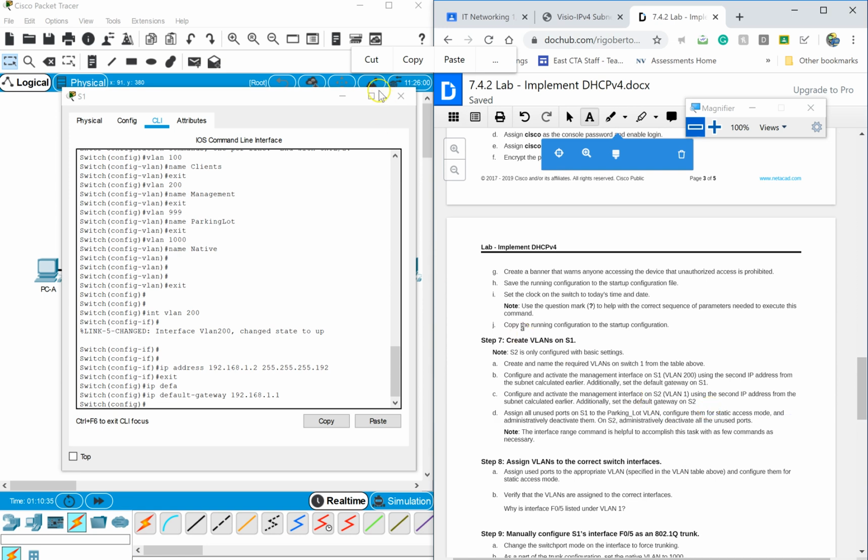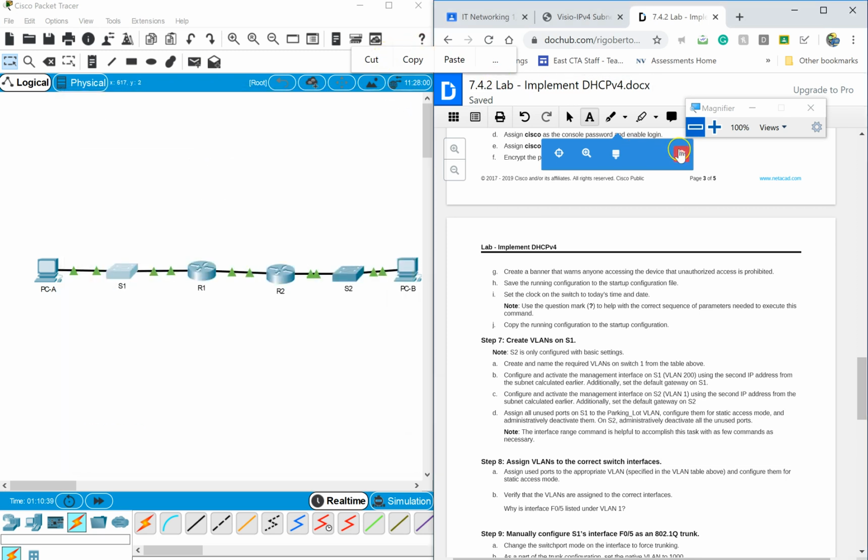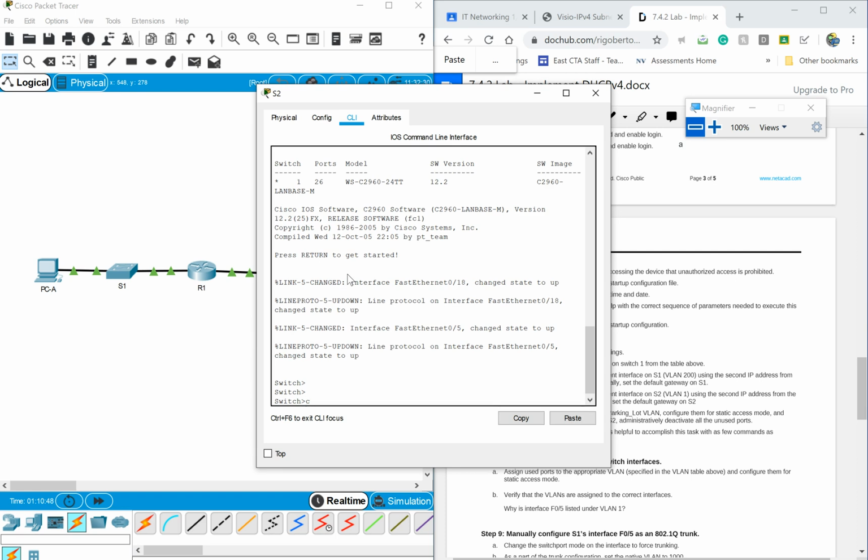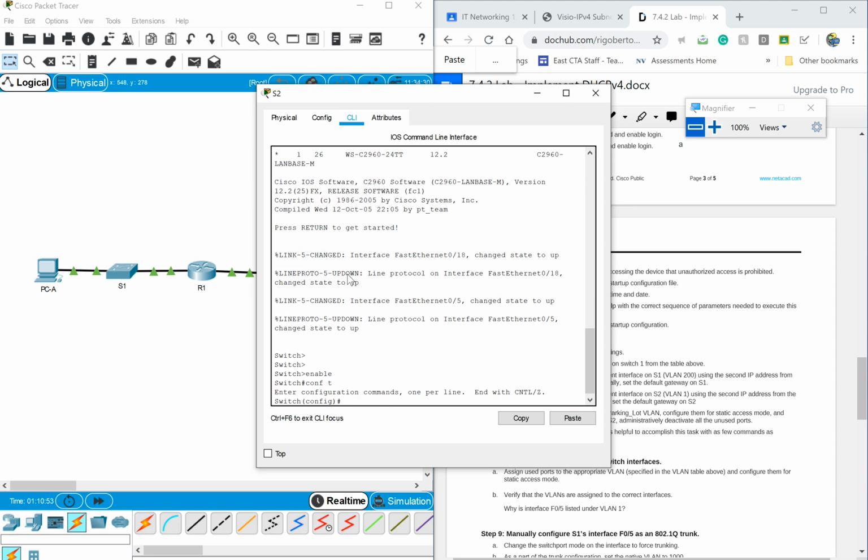On S2, do the same thing that I just did here. Stop asking. Oh, did I just delete something? Probably did. It doesn't matter. Probably was wrong anyways, right? Conf t. Nope. Enable, conf t.